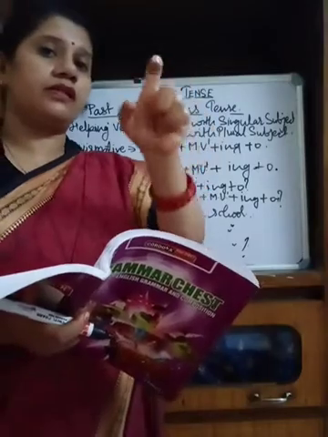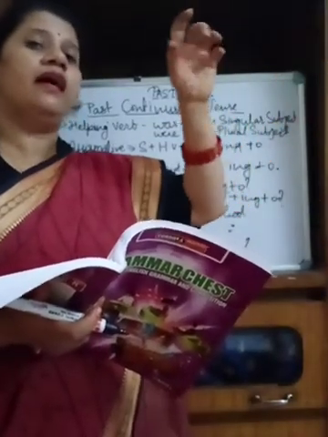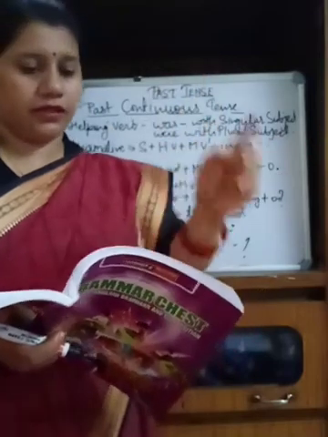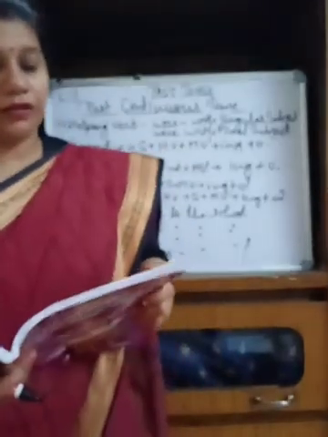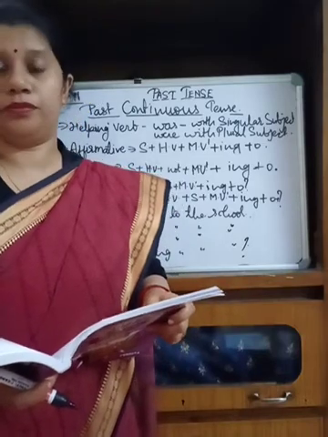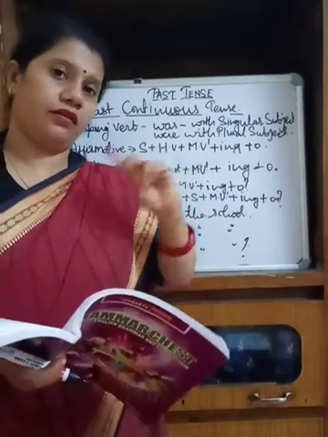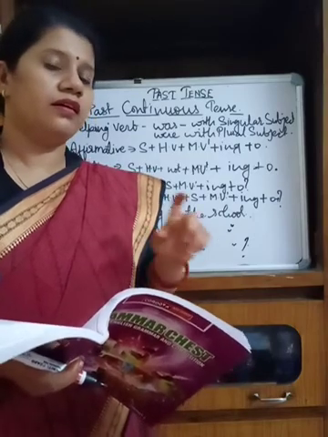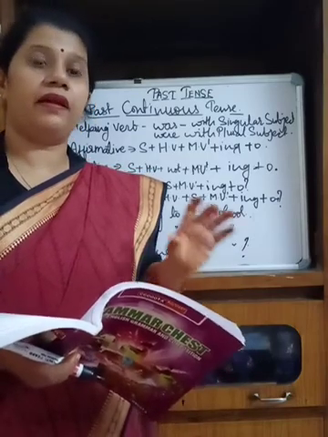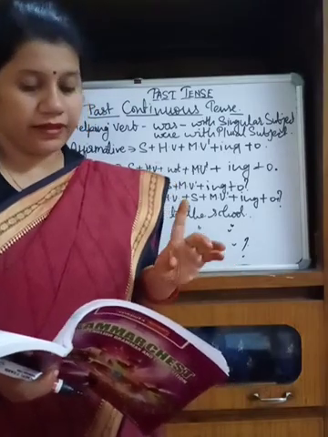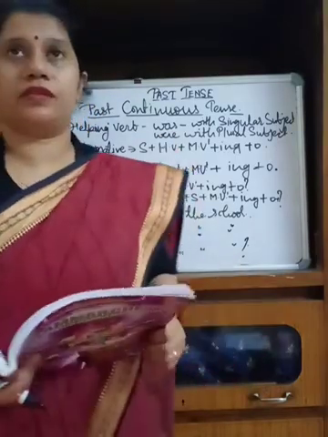Any work that is continuing in the past and will not end till the second work starts. See the example given in your book: the lady was coughing when I entered the room. She was coughing. The coughing was continuous and it did not stop. Right? So that can be explained in the past continuous tense.